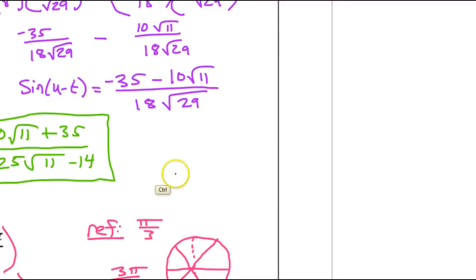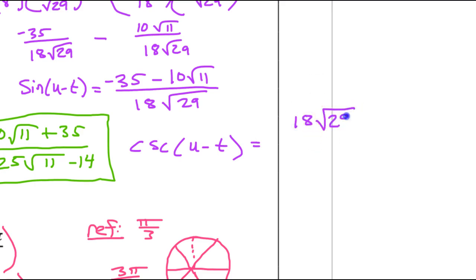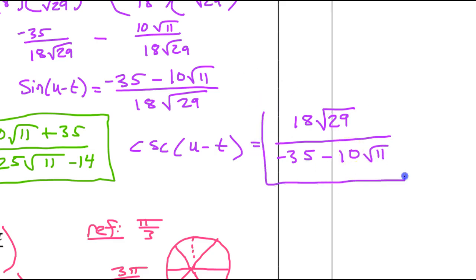If I want to convert this over to the cosecant of u minus t, I'm going to have to do the reciprocal. So that's going to be 18 radical 29 over negative 35 minus 10 radical 11. So this is the value of the cosecant.